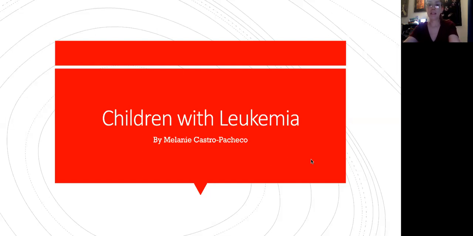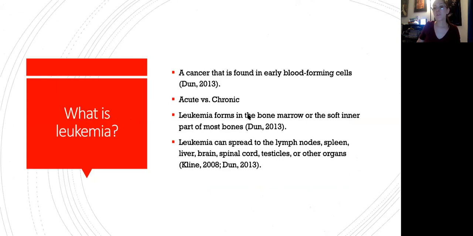All right, so I decided to do my presentation on children with leukemia. Most commonly, leukemia is a cancer of the white blood cells, but some forms of leukemia begin in other types of blood cells. Leukemia can be characterized as acute or chronic. Acute indicates that the cancer is growing rapidly, while chronic indicates that the cancer is growing slowly. Almost all childhood leukemia is acute.